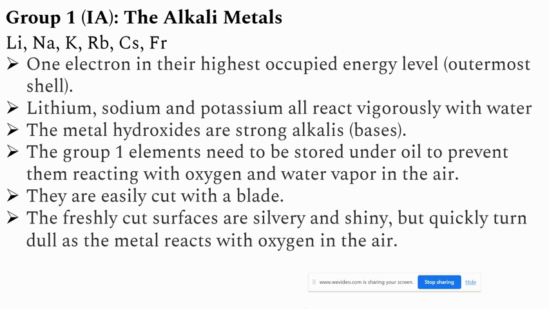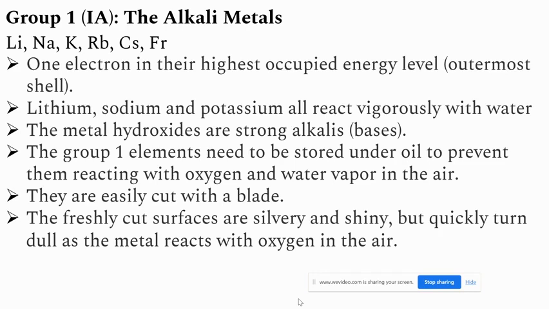Why is it in the first column? You should know from last chapter. First column all have what? They all have this in common. They have one what? Nope. Valence electron. Very good. They have one valence electron.